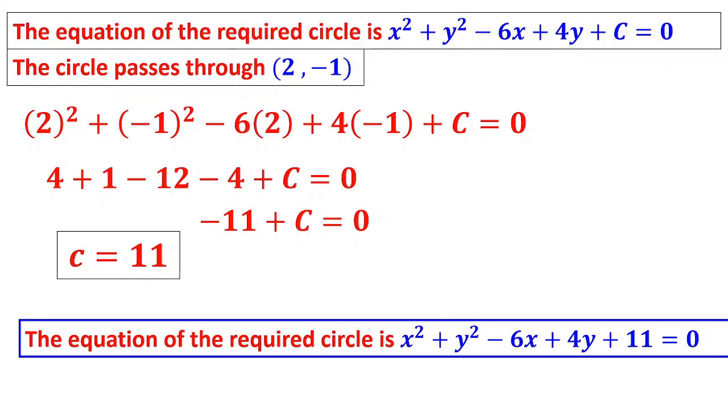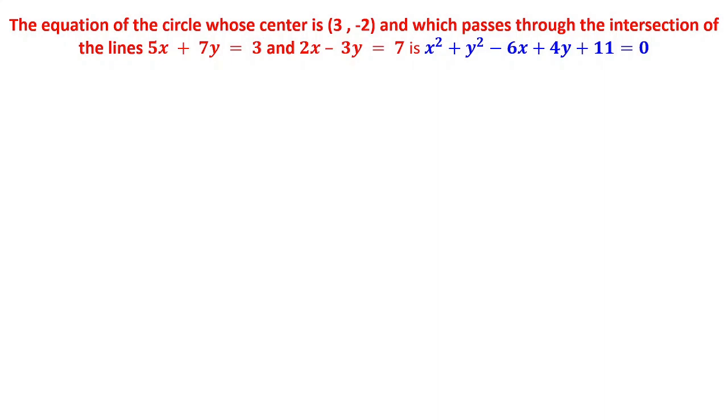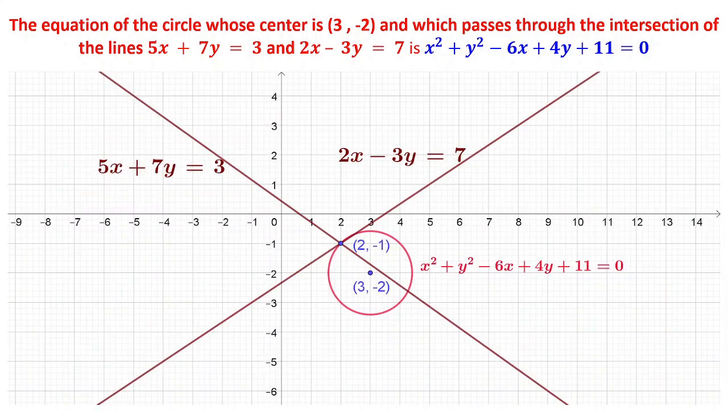Now, this problem can be done the other way also. As you know the center and a point on the circumference, you can get the radius using the distance formula, and you can use x minus a the whole square plus y minus b the whole square is equal to r square. That is another method of doing it. Now we are visualizing the circle. It passes through the point of intersection of the given lines and has the center at 3, -2.